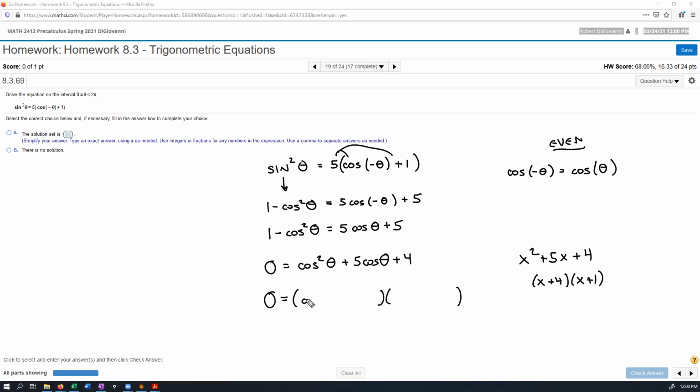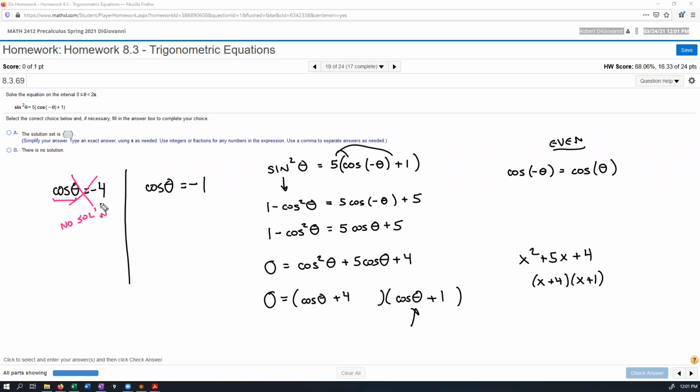So this is going to be (cosine theta plus 4)(cosine theta plus 1). And now I set each of those equal to 0. Cosine of theta equals -4. And I set that one to 0, I get cosine of theta is -1. Now this first one can never be true because the cosine function is bounded between -1 and 1. So there's no solution to this.